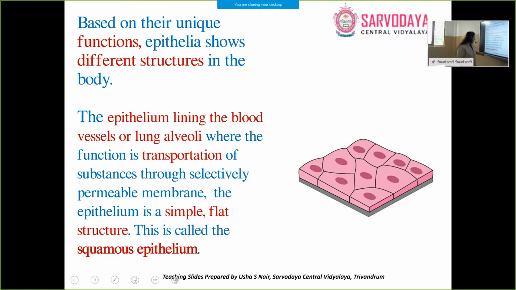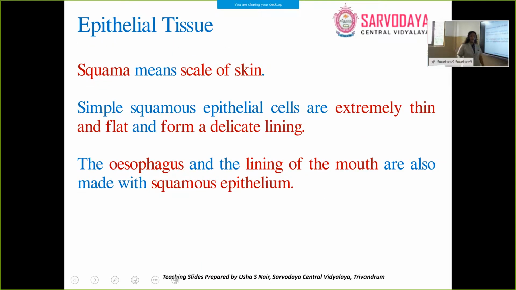Now what is squamous epithelium? Squama means scale of the skin. Here this is simple squamous epithelium cells. There are two types coming up, simple and one more. You must understand that's why I said we cannot run in this portion. There are so many things you have to know. Squama means scale of skin. The simple squamous epithelium cells I am talking about are extremely thin and flat and form a delicate lining. That is the example of the blood vessels and the lung alveoli.